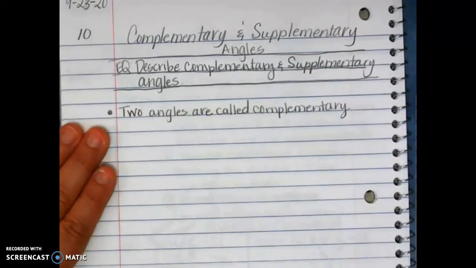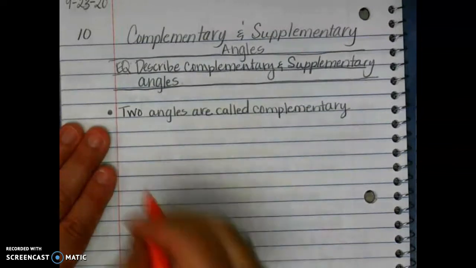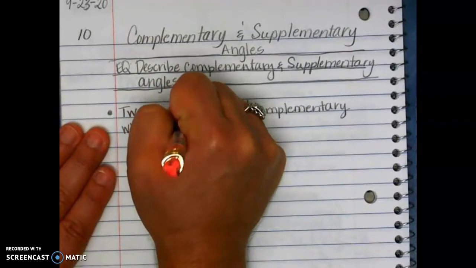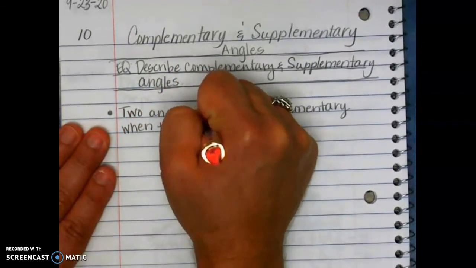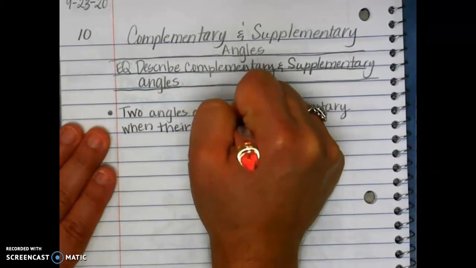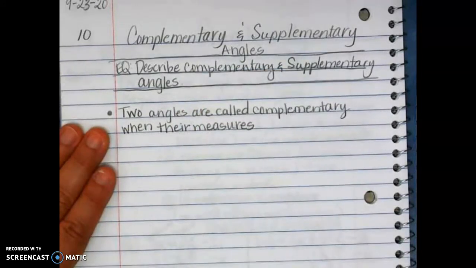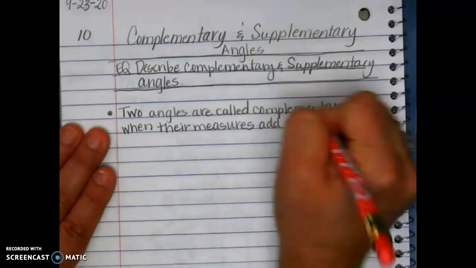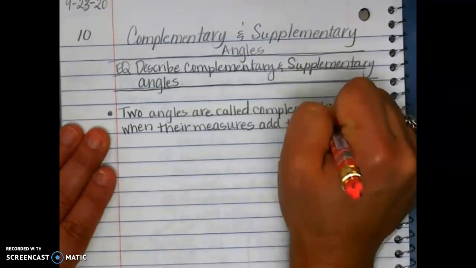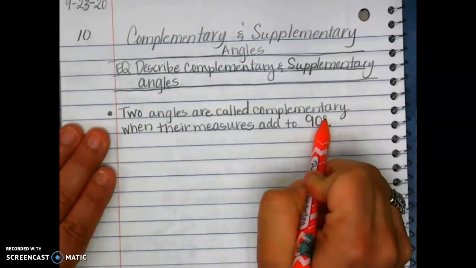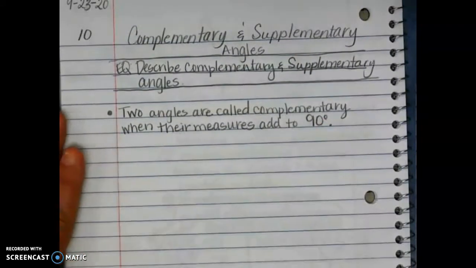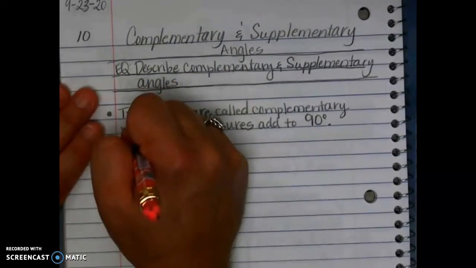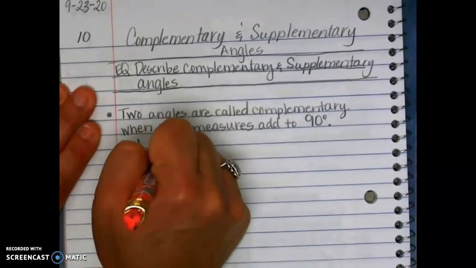Two angles are complementary when their measures, and we measure angles with degrees, okay? So their degrees, their measures add to 90 degrees. And that little dot, it's like a circle on the upper right-hand side of that 0, is the degrees marking. Okay, and let me draw an example that you can copy down as well.